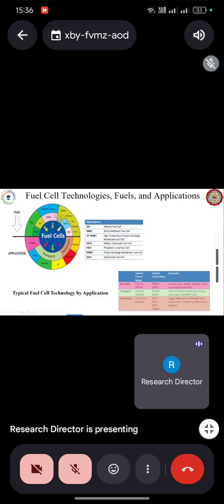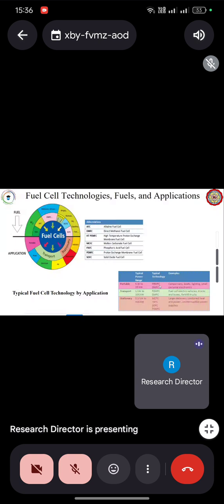the methanol, maybe we can say ethanol part, and PAFC, PEMFC, MCFC and SOFC come under the biogas and natural gas, gasoline and coal. Basically that comes from this. Okay, so based on that, typical fuel cell technology by application. Here we can see the different kinds of power consumption. We can use different kinds of batteries for portable use. So we can use 5 watt to 20 kilowatt of power.